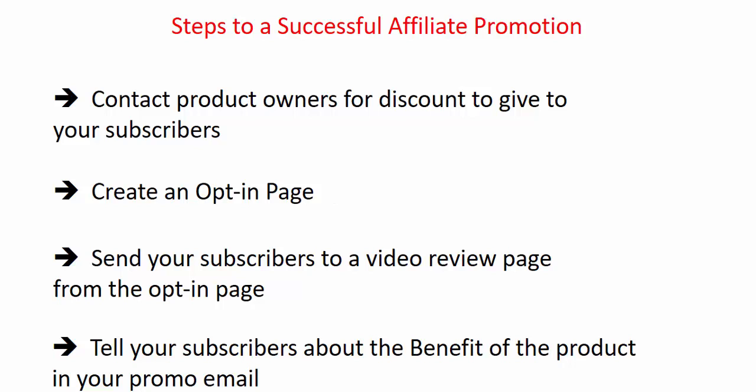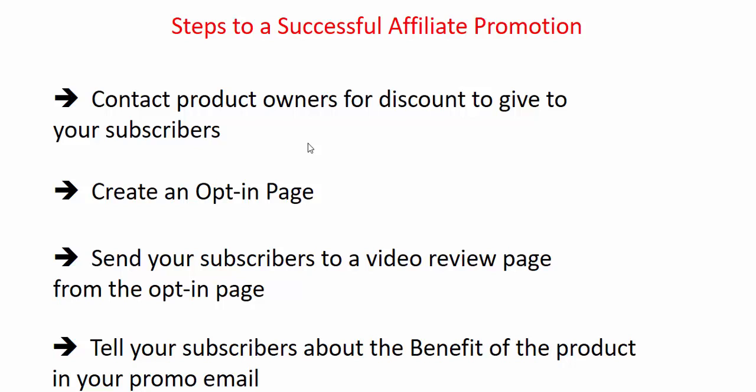So, the first step in this sequence is to contact the product owners for a discount to offer to your subscribers. Just so you know, not every product owner is going to give you a discount. Some might decide not to give discounts because they want the launch to be that way. But if they approve the discount, you are to mail your list using the coupon.